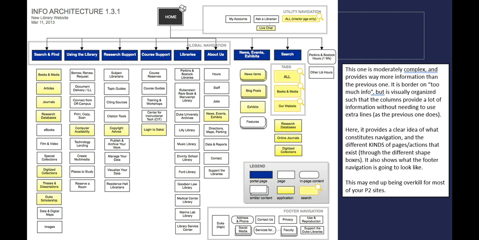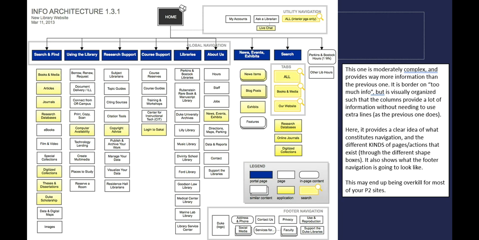So this one is, as it says here, moderately complex and provides a lot more information than the previous one. This actually borders on being essentially too much info, but it is visually organized so that the columns provide a lot of information without needing to use extra lines, as the previous one does. So here it provides a clear idea as to what constitutes navigation and the different kinds of pages or actions that exist, through the different shaped boxes. It also shows what the footer navigation is going to look like. This may end up being overkill for most of your second project sites. But again, there's some good ideas here.